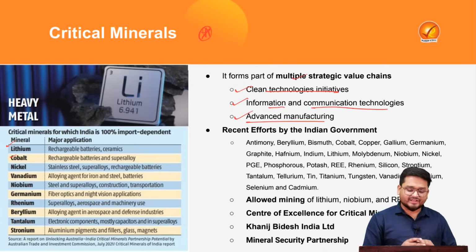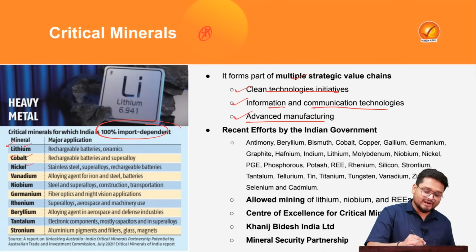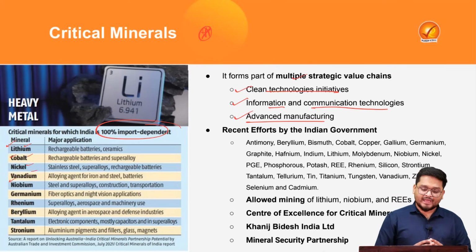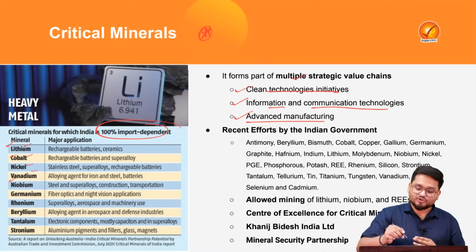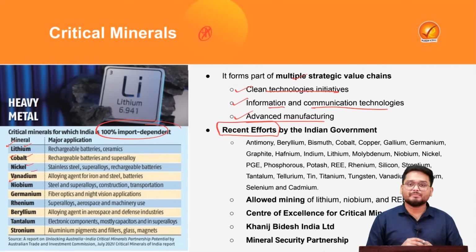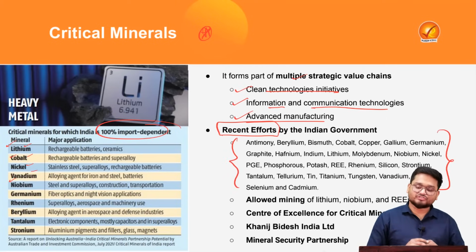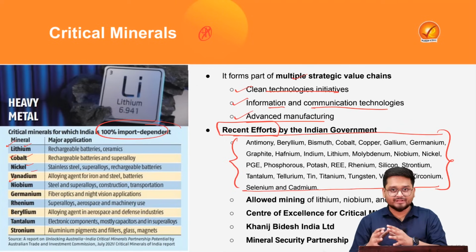And as we can see here, India is 100% import dependent on lithium, cobalt, nickel, vanadium, niobium, and various other critical minerals. And here there are many government initiatives to promote these critical minerals in the country. Firstly, India notified these minerals as critical minerals legally in the country.